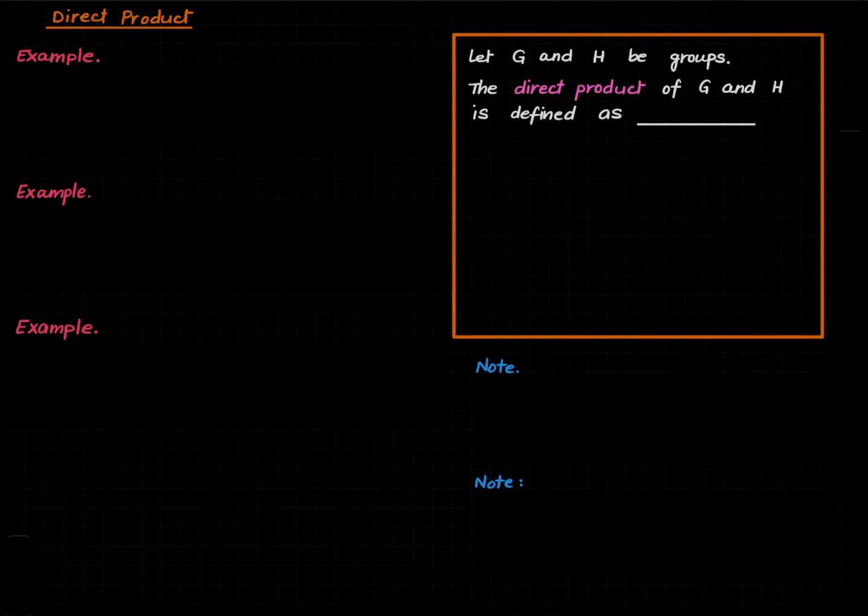So whenever we are given two groups, G and H, could be finite, infinite, anything, we can define something called the direct product of G and H as follows. The notation for the direct product is G cross H. And as a set, it is just the Cartesian product of G and H. Maybe I'll write little g, little h.